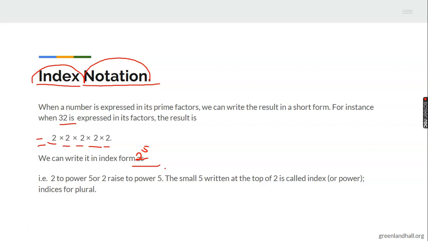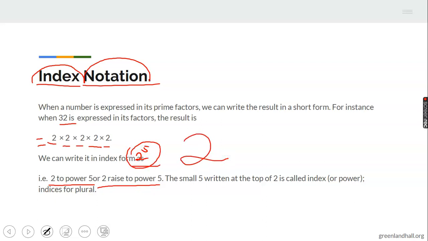Now look at this. You can call it 2 to power 5 or 2 raised to power 5. This is the 2 raised to power 5 that we have here. That's 2, then you have a little 5 on top. The 2 is the real number, then you have power 5 above it in a little writing.